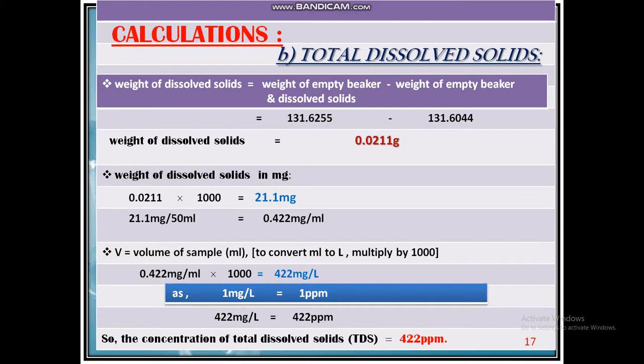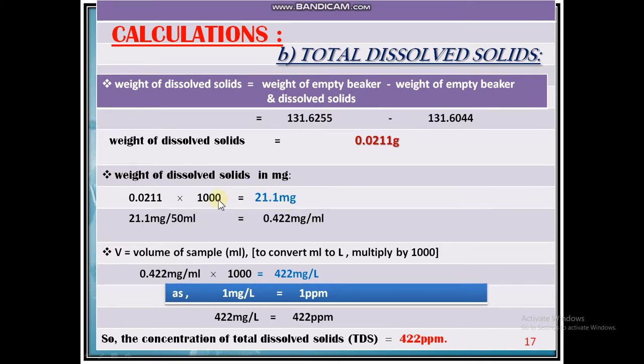Now the calculations for total dissolved solids, in which the weight of dissolved solids is obtained by subtracting the weight of empty beaker from the weight of empty beaker and dissolved solids. By putting their values, we found the weight equal to 0.0211 gram. This weight was obtained in gram, so multiplying by 1000, it's converted into 21.1 milligram.